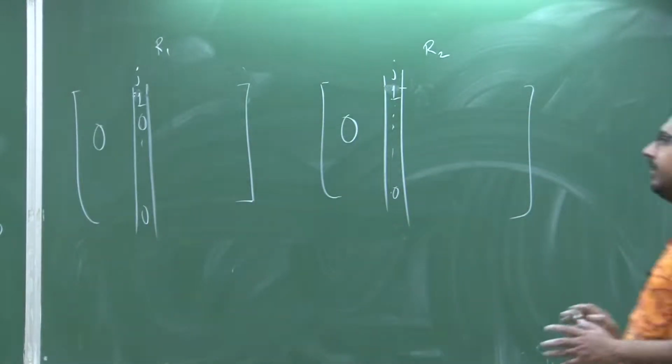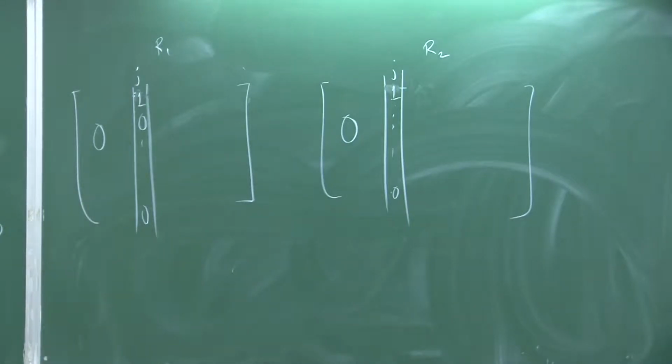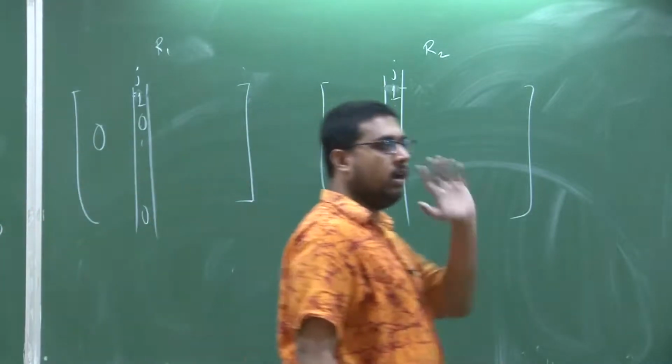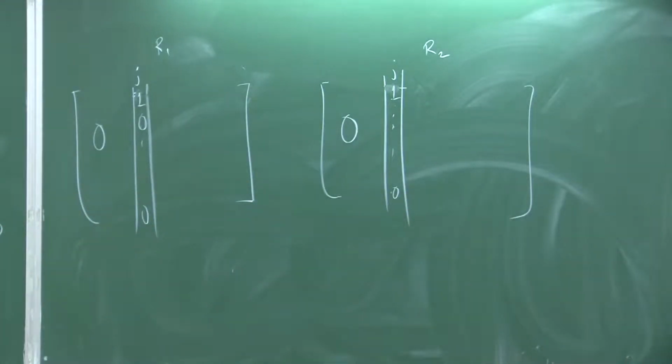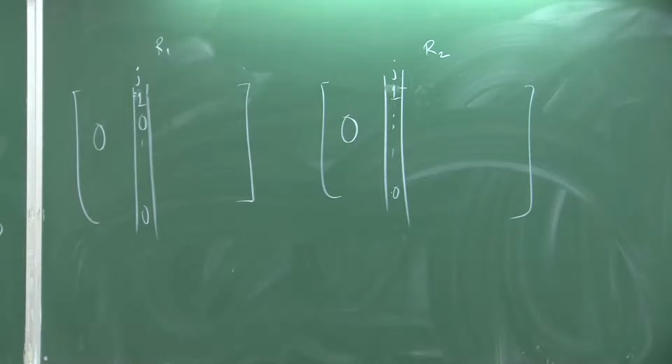So, we see that the disagreement does not happen at the first non-zero column of both R1 and R2. That is, there is at least one pivotal column, namely the first pivotal column, which is the same in both the matrices.